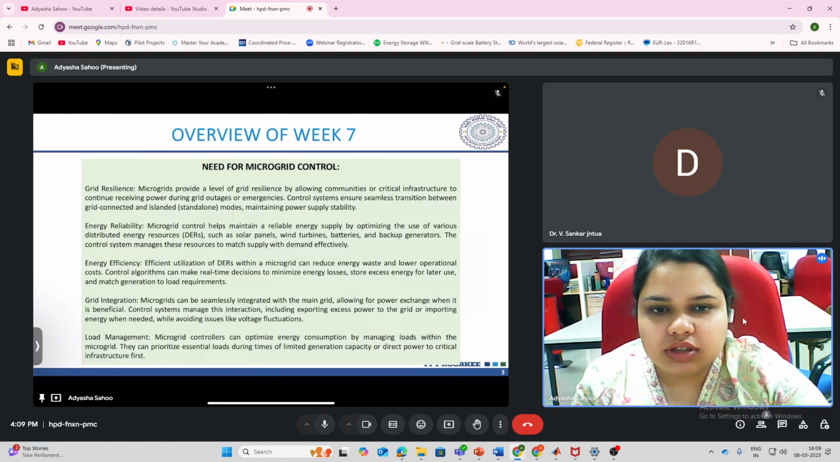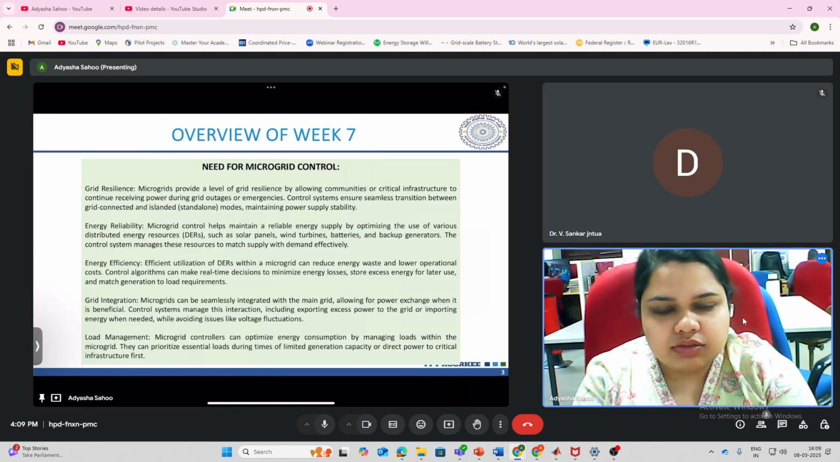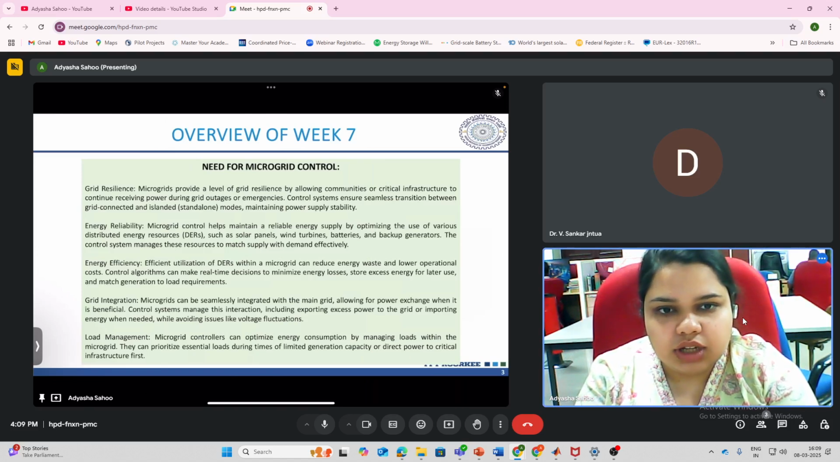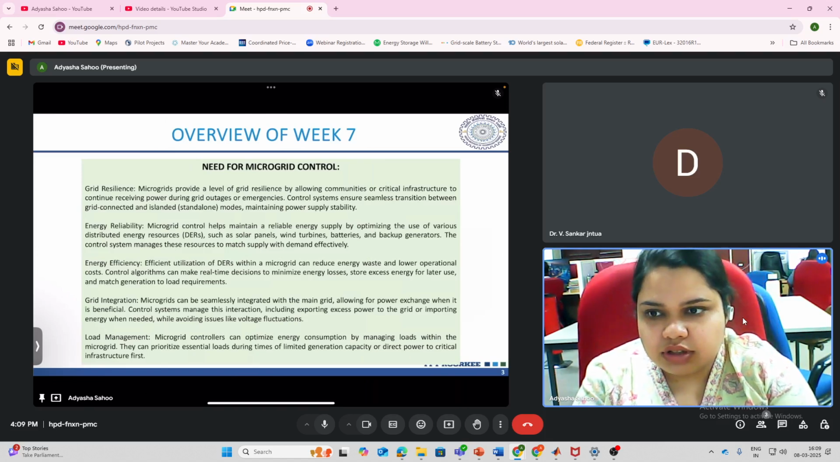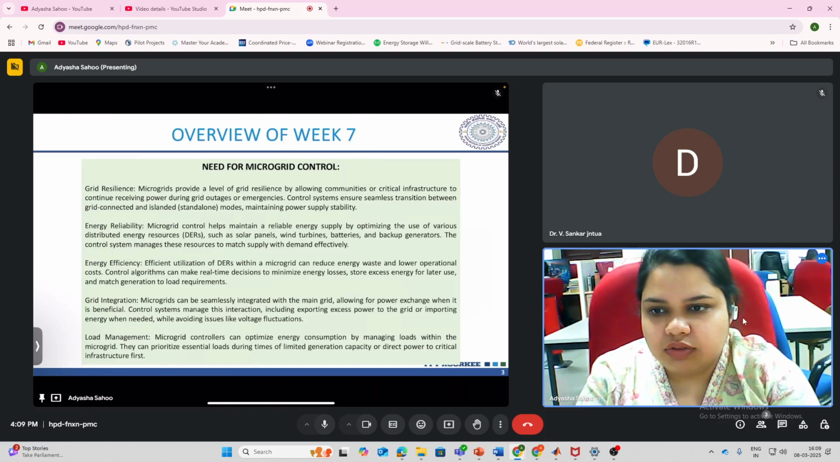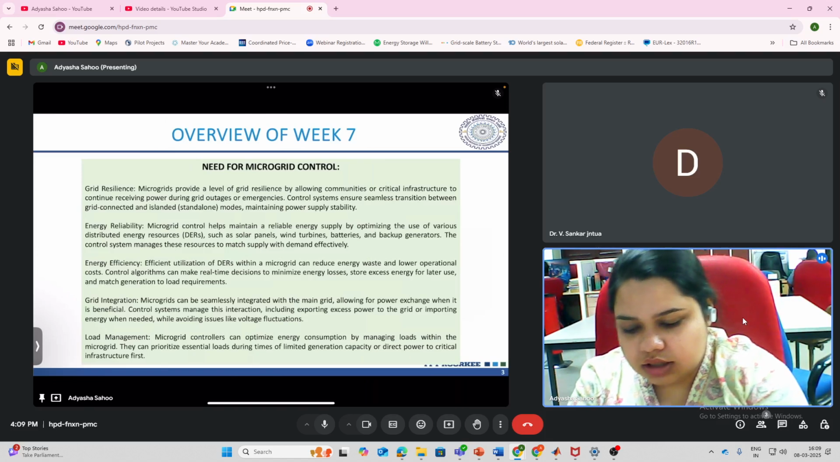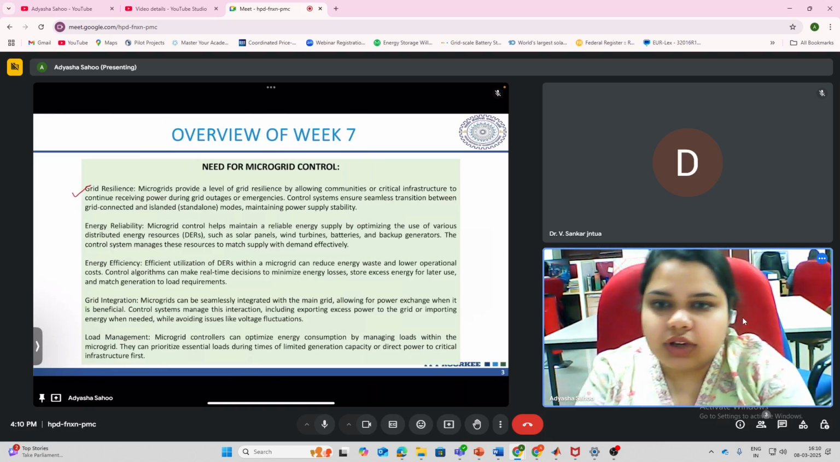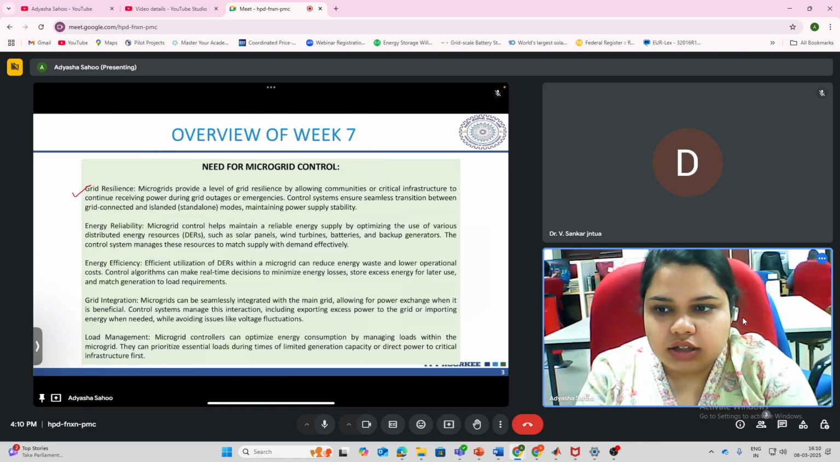So in this week, basically, we will be talking about the control of microgrids in different grid connected and islanded modes, and how the different control strategies are being implemented. So we'll be discussing that. Firstly, we see what is the need for the microgrid control. So the first thing is resiliency. This we had seen in either the grid connected or the islanded modes of operation.